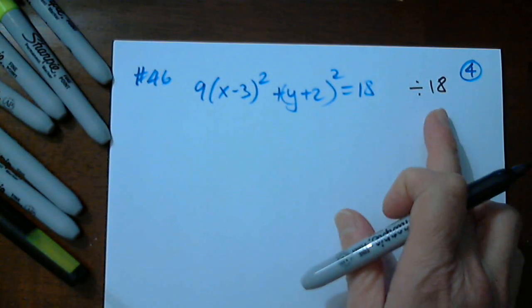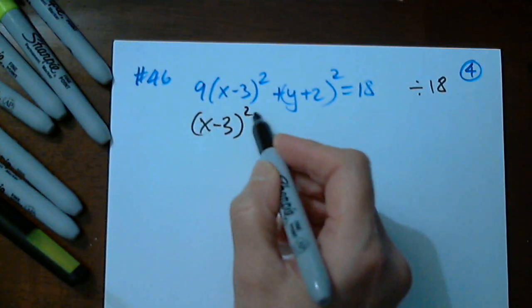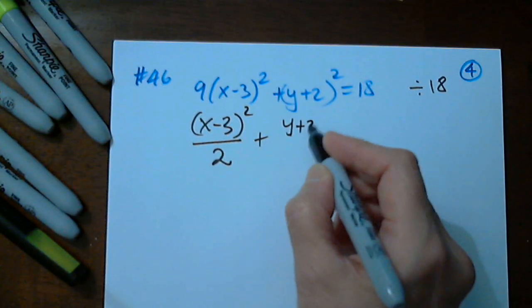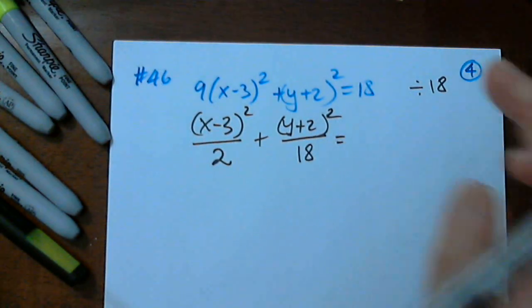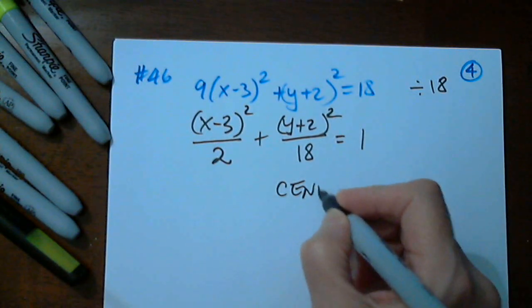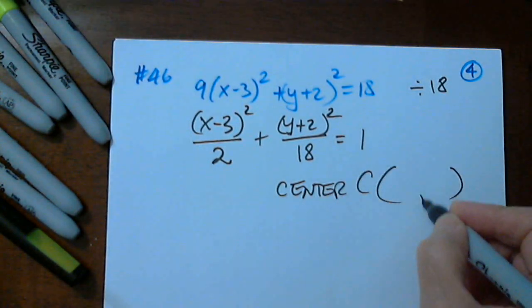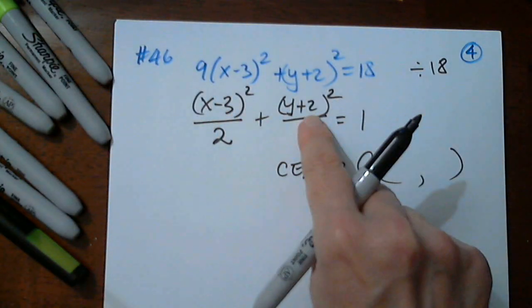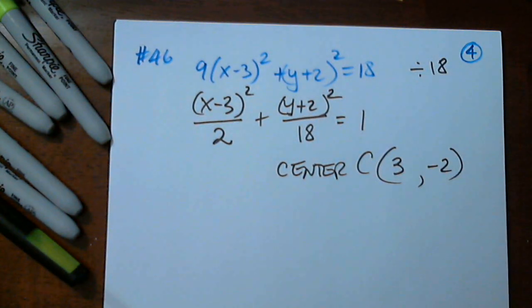Careful. 9 divided by 18 is (x - 3)^2 over 2. This divided by 18 has to stay. I cannot simplify in any way, shape, or form. And 18 divided by 18 is finally 1. We can already find the center. Can anyone give us the center of this ellipse? (3, -2). Excellent. Exactly like with the circle, like everything else.